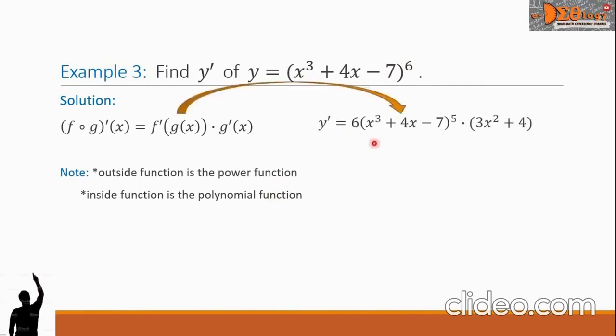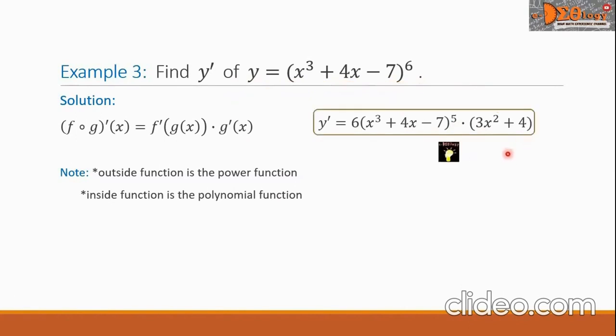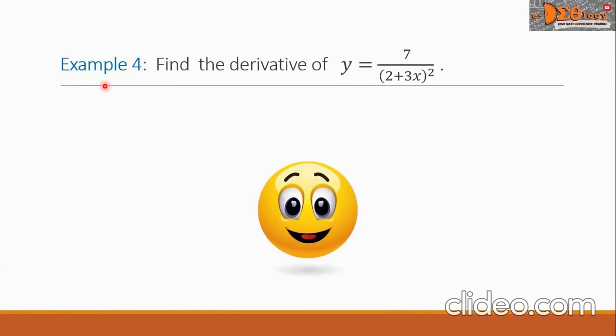So for the derivative, we write like this. We have 6 times the quantity x cubed plus 4x minus 7. This trinomial is now raised to 5 times the derivative of the polynomial function. So we have 3x squared plus 4. This is our final answer. Let us have this example 4.